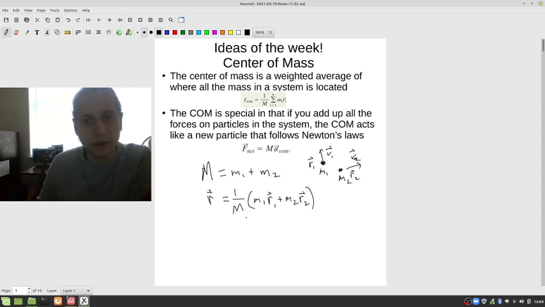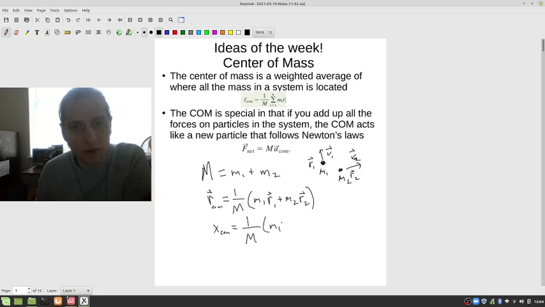Okay, so we've talked a lot about that. Of course, the reason I'm putting this as R center of mass is that this works in the x, y, z, all of those directions. So for instance, if I wanted to find the x center of mass, I would do 1 over the total mass, m1 times x1 plus m2 times x2 for this particular two-body system.